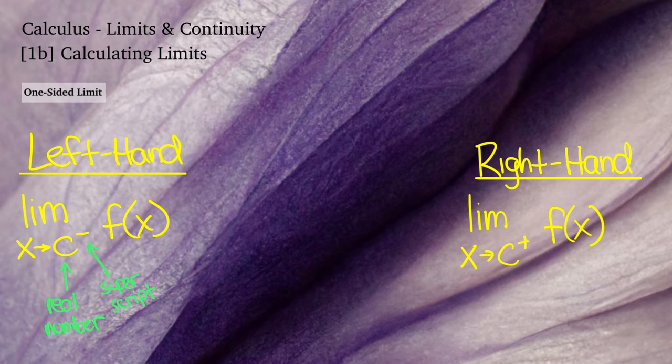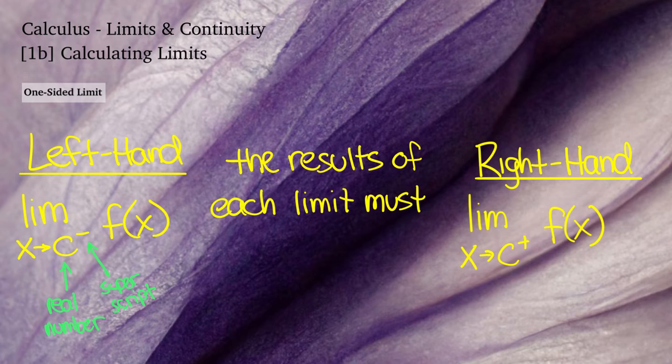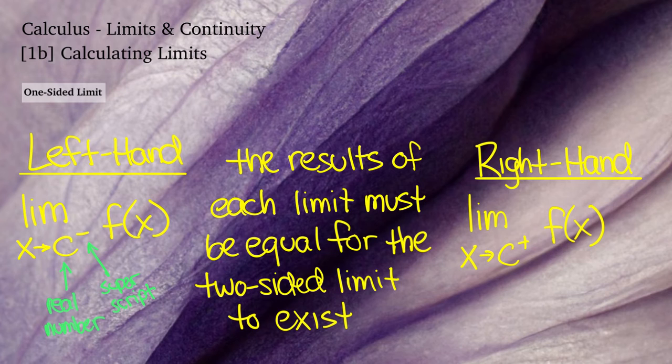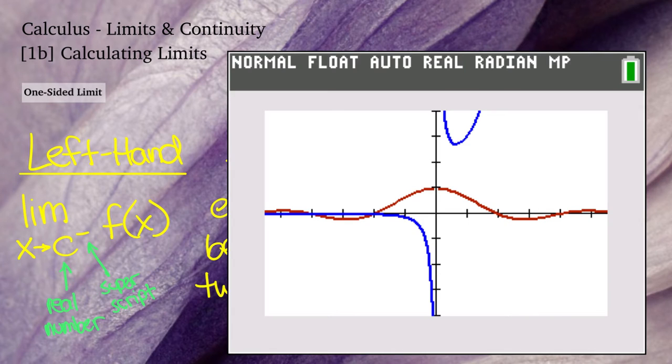The important thing to note about one-sided limits, though, is that the results of each limit must be equal for the two-sided limit to exist. If the left-hand limit is equal to the right-hand limit, then the two-sided limit exists. Since that was not true for the limit as x approaches 0 of e to the x over x in the challenge, then the two-sided limit did not exist.